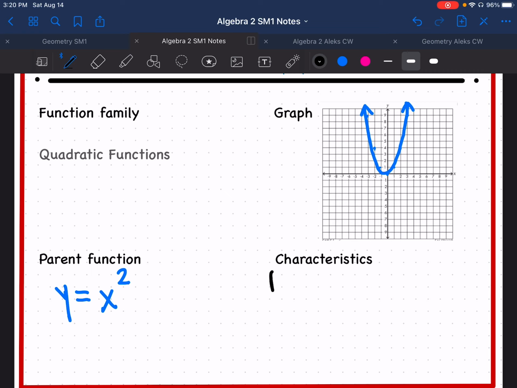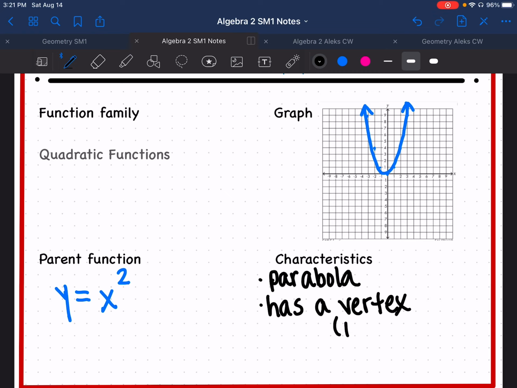It is called a parabola. I'm going to spell it wrong. There we go. It's called a parabola. It has a vertex, which happens to be a max or a min, depending on the orientation of your parabola. The vertex for this one would be right here. This would be considered my vertex.